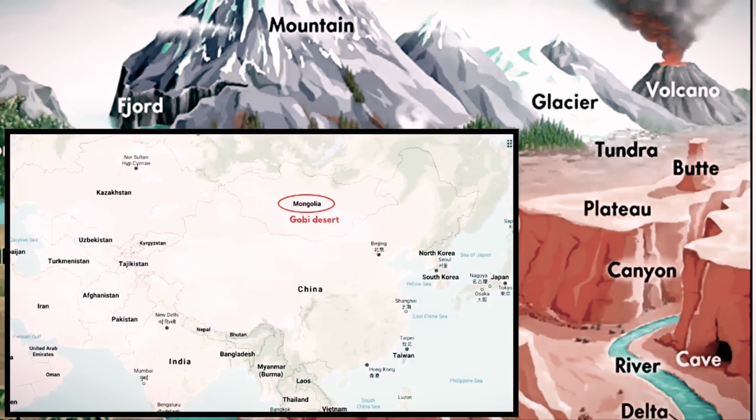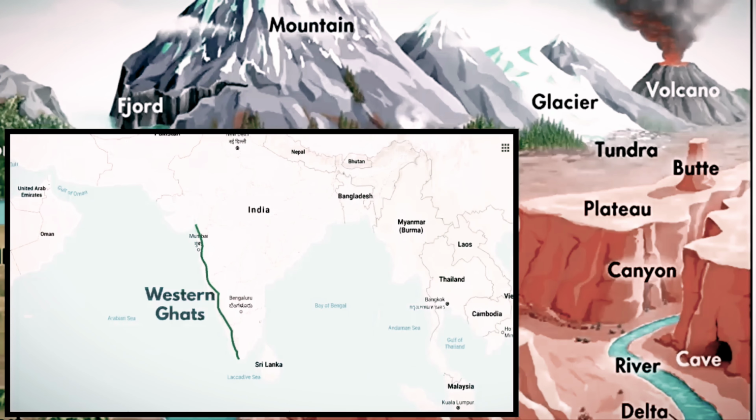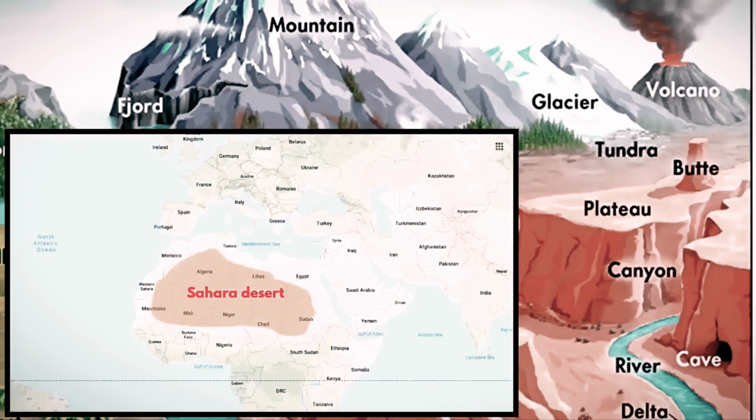Some examples of rain shadow deserts are Mongolia's Gobi Desert, the eastern part of Western Ghats. If you look at the state of Karnataka, you will find many mini deserts which are located on the eastern side of Western Ghats. Another example is the Sahara Desert, where the northern part of the African continent is covered with Atlas Mountains that blocks the wind from the Atlantic Ocean and the Mediterranean Sea. And that's what makes the Sahara Desert a rain shadow desert.